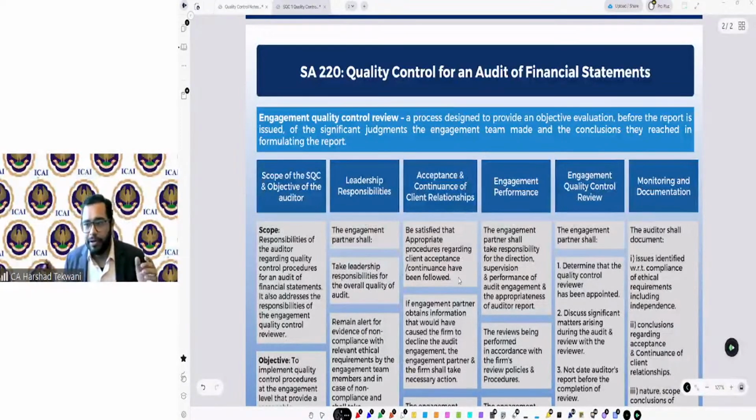Now, we have to discuss SA 220. What is SA 220? How is it different from SQC 1? That is a very interesting thing to understand. When you read SA 220, it talks about the requirements that are required to be followed when you perform the audit.